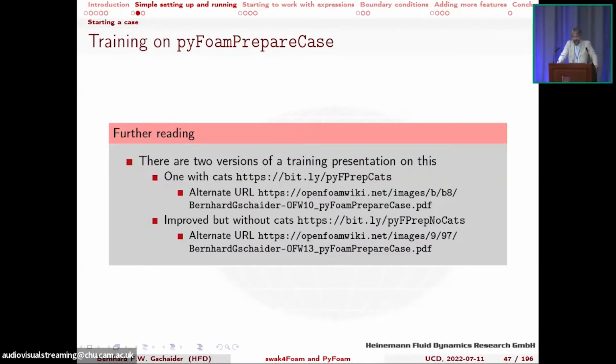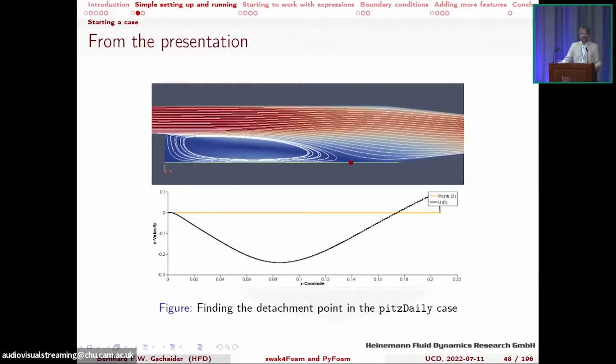There are 2 trainings, or basically it's 1 training, but it's 2 very different versions of PyFoamPrepareCase. One is from the 10th workshop. The advantage of this version is that there's a lot of cat pictures in it. The second one was from the Shanghai workshop. The advantage of that one is that it was proofread, but the cat images were removed. So pick your choice what you prefer, correctness or cats. I know that's hard. That's, for instance, one of the things that are explained there, how to use PyFoamPrepareCase.